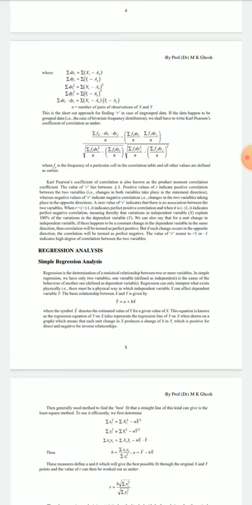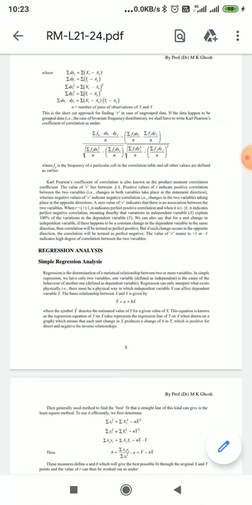One variable is independent, and it causes the behavior of the other one, which is the dependent variable. Regression analysis can only interpret what exists physically. So there must be a physical way in which the independent variable x can affect the dependent variable y. The basic relationship between x and y is given by y mod is equal to a plus bx.